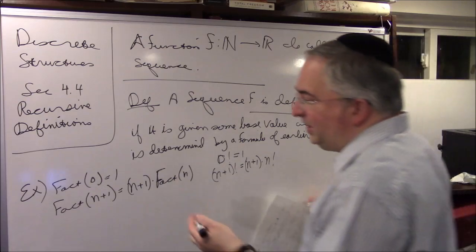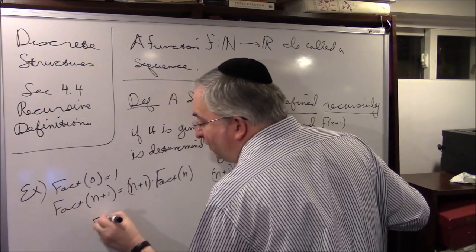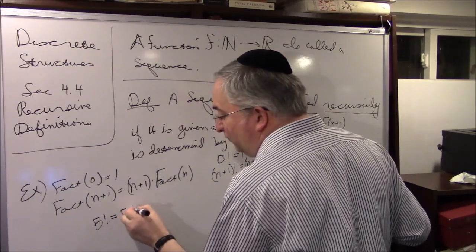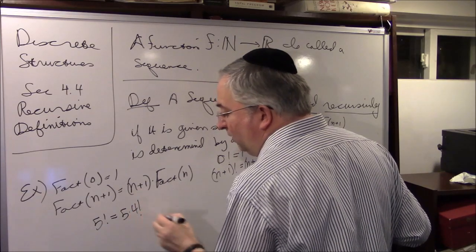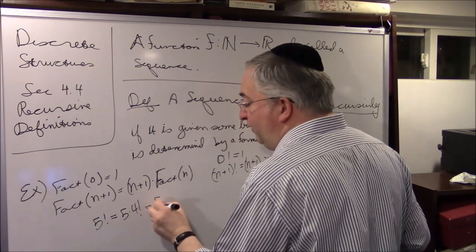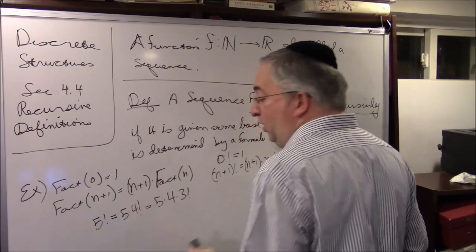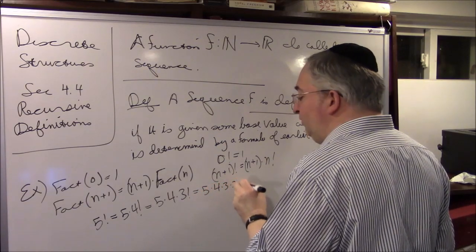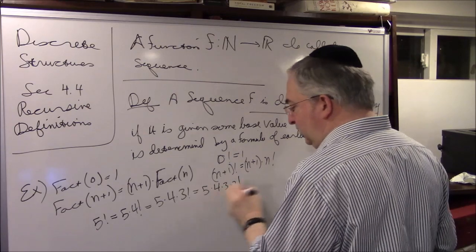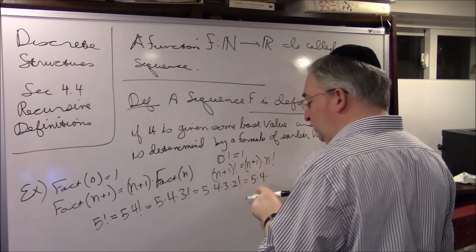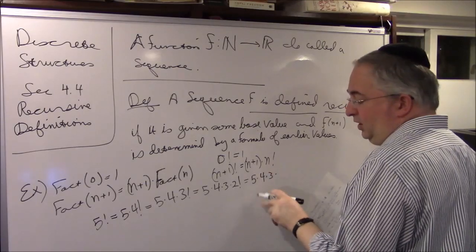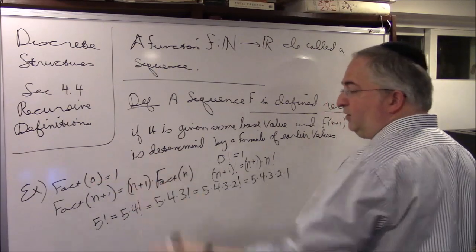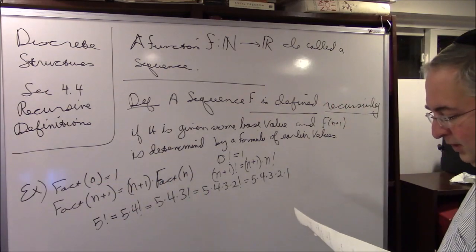Okay, so let's say we wanted to calculate what 5 factorial is. Well, you say 5 factorial is 5 times 4 factorial. Okay, great. What's 4 factorial? Answer, 5 times 4 times 3 factorial. What's 3 factorial? This is equal to 5 times 4 times 3 times 2 factorial. What's 2 factorial? This is equal to 5 times 4, which is 20, times 3, which is 60, times 2, which is 120, times 1. Okay, finally you're going to get to 0 factorial. 0 factorial is 1. Okay, so that takes care of that.